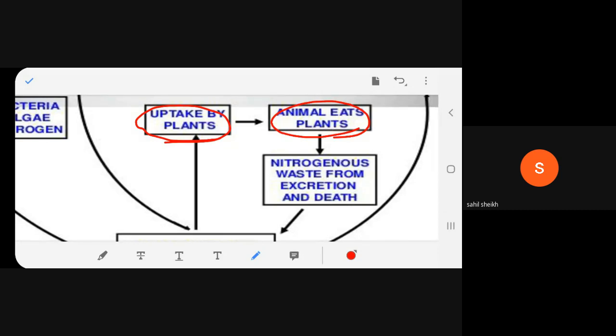Now animals urinate. Animals pass urine. That urine is also called nitrogenous waste. Agree? Urine has nitrogenous waste. Do you agree?